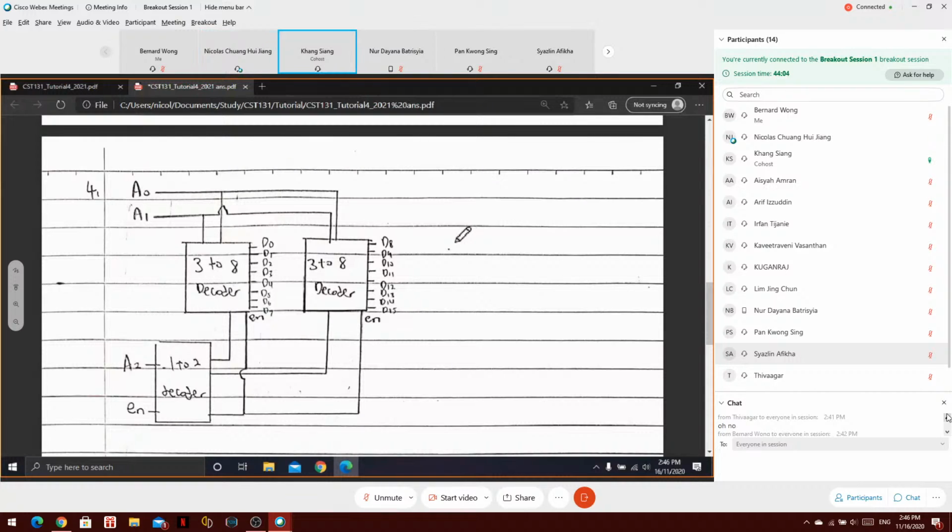Your input is only 2, but you say 3 to 8. Isn't this considered as input also? No, that's enable. That's a different thing. Yeah, so you have the enable line. But your input is still 3. Okay, the answer is correct over there. You just need to add another one for your input to make it 3 to 8.